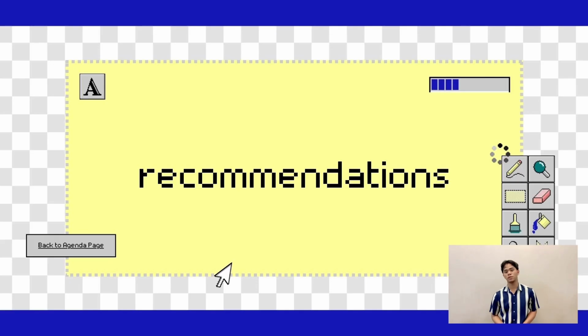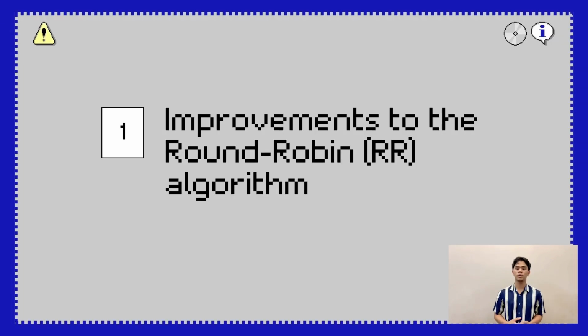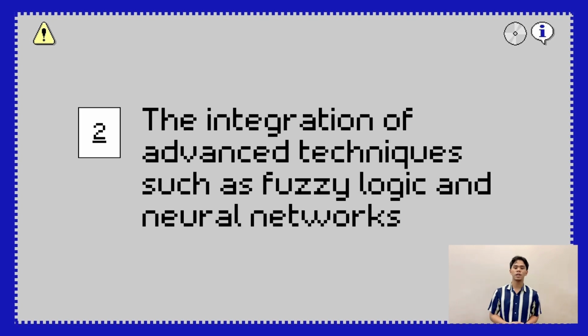So, for the findings of this study, researchers are encouraged to explore several avenues. First, improvements to the round robin algorithm could involve the development of a novel approach for time quantum calculation. Second, the integration of advanced techniques such as fuzzy logic and neural networks holds promise for automatically predicting optimal quantum values for tasks, introducing a layer of automation and adaptability to the scheduling process.